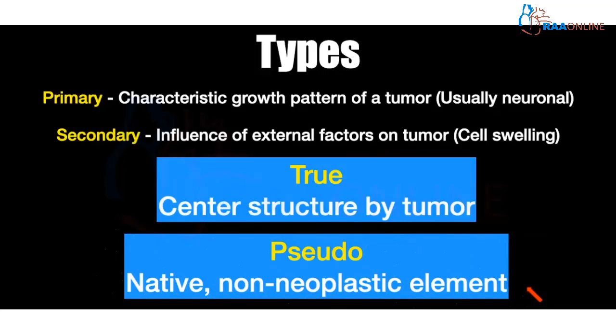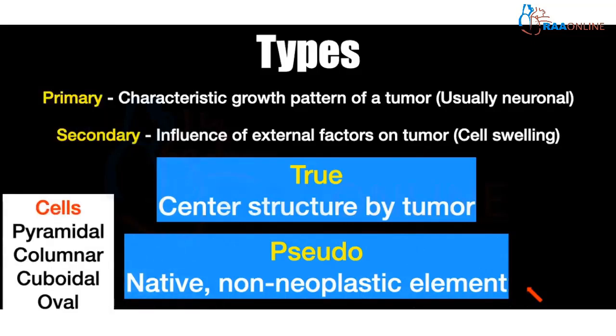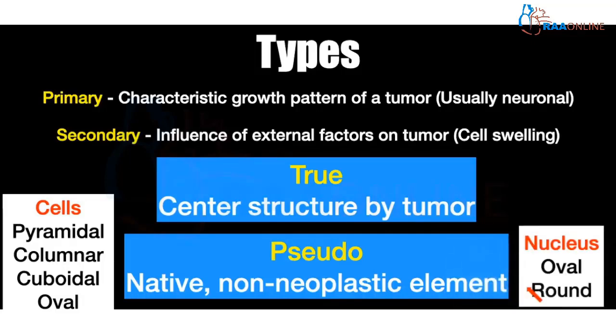Usually it is blood vessels. So whenever you see a nice blood vessel in the center of a rosette, it is a pseudo-rosette. And please remember, it is a native non-neoplastic element. The cells forming the rosettes can be pyramidal, columnar, cuboidal, oval, or round. When they are pyramidal, the base is away from the central core and the apex is facing the central core. The shape of the nucleus can be oval or round.